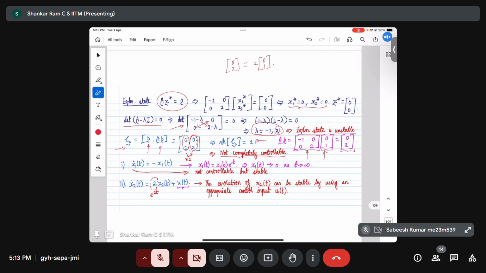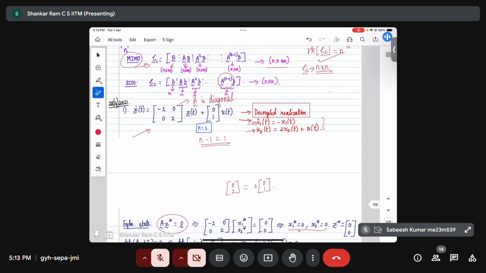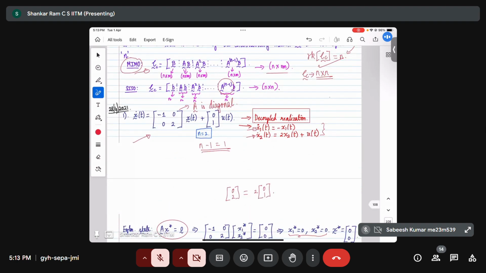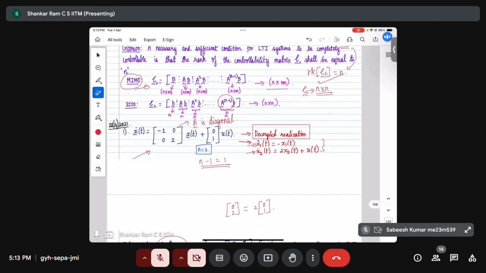So we know that the necessary and sufficient condition for complete controllability, if you recall from the previous class, was that the controllability matrix should be of rank n. The rank of the controllability matrix should be n. But in this case, it is not n. n is 2, and the rank of the controllability matrix is 1. So what happens here? How do we proceed in such problems?